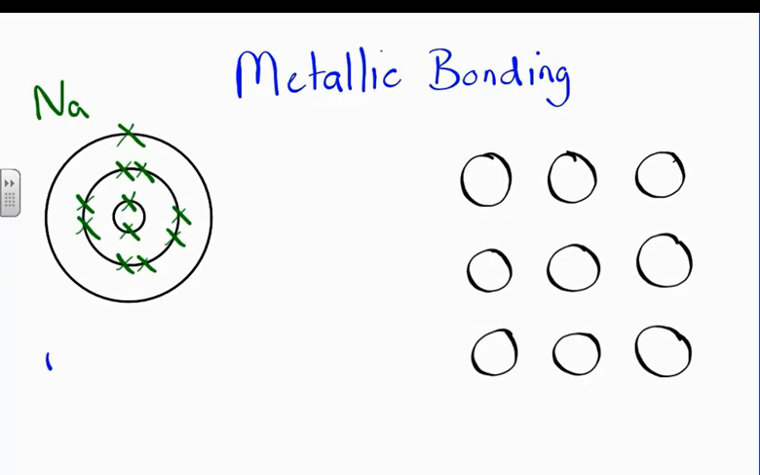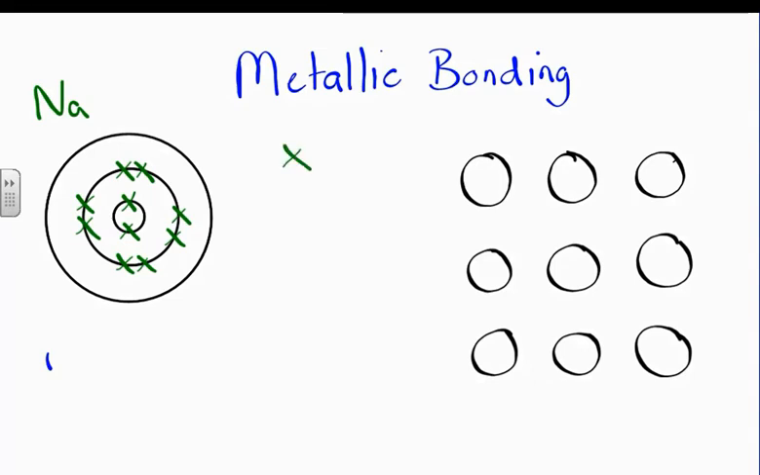So we're going to start off with metallic bonding here. So I've got sodium as an example, found on the left side of the periodic table. It is a metal. So sodium has an atomic number of 11, so 11 electrons, as well as 11 protons, and 1 electron in its outer shell. So with metals, they lose their outer electron, so sodium loses its 1 outer electron.